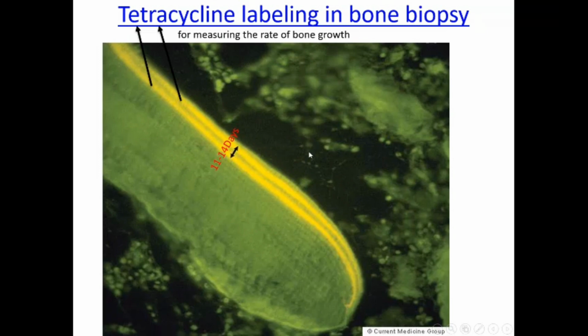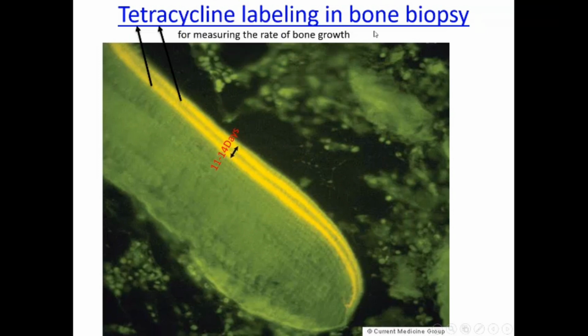Here we have a slide showing the labeling of newly formed bone by tetracycline. You know, tetracycline is an antibiotic. By chance, scientists found that this antibiotic is also fluorescent. It has fluorescent molecules, and we can see this fluorescence under the UV microscope or the fluorescent microscope.